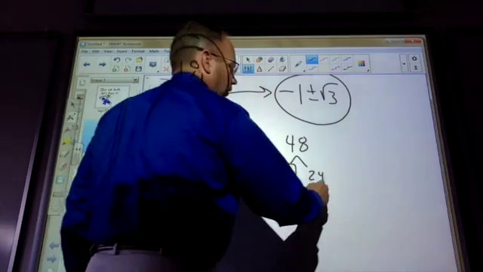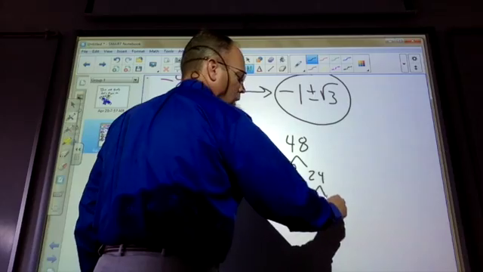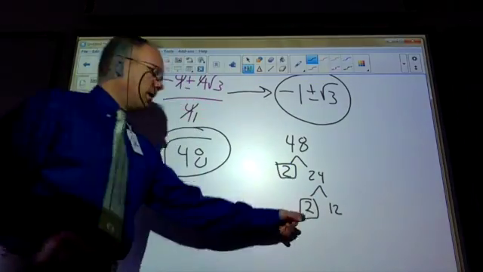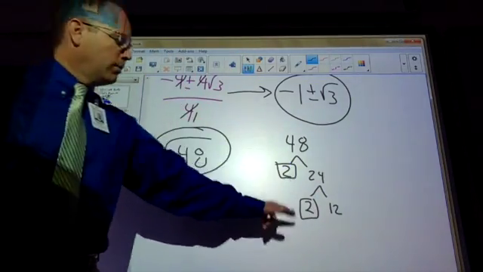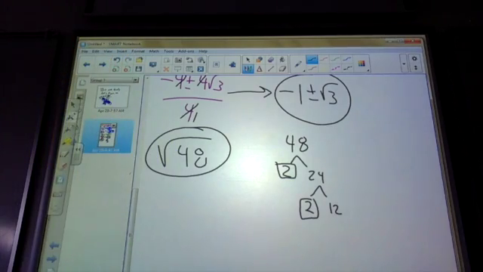So then let's break 24 down a little further. I know that 2 and 12 work. So I'm going to put a square around that 2. So I know that now 2 times 2 times 12 is 48. Do you agree with that?